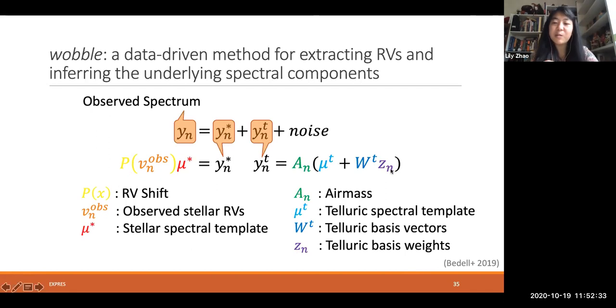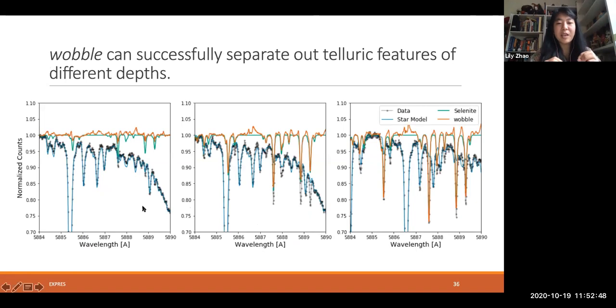It has these basis weights to scale it based off of the makeup of the atmosphere, for example how much water is in the air. And then it's scaled by air mass also to take into account how much atmosphere you're looking through. And so the power of this comes from being able to actually separate out these spectral components.